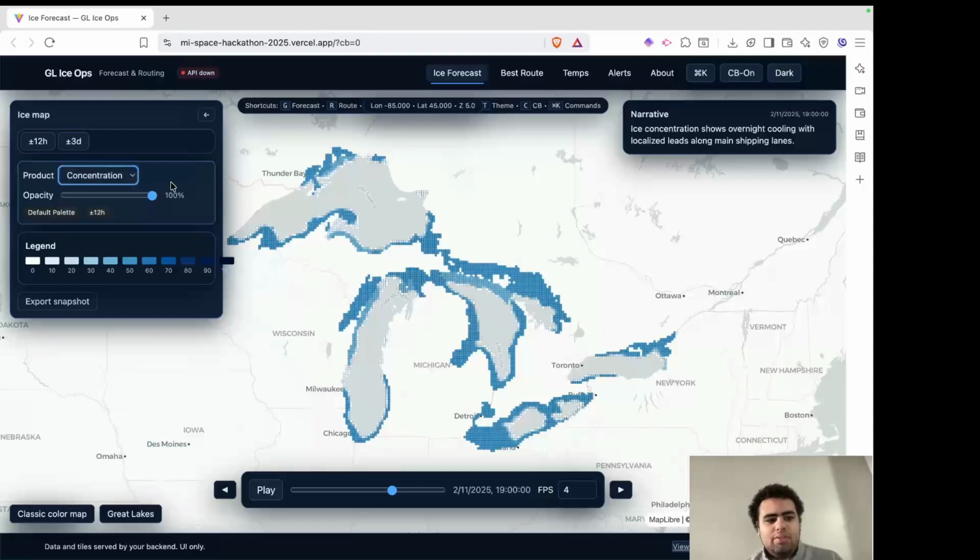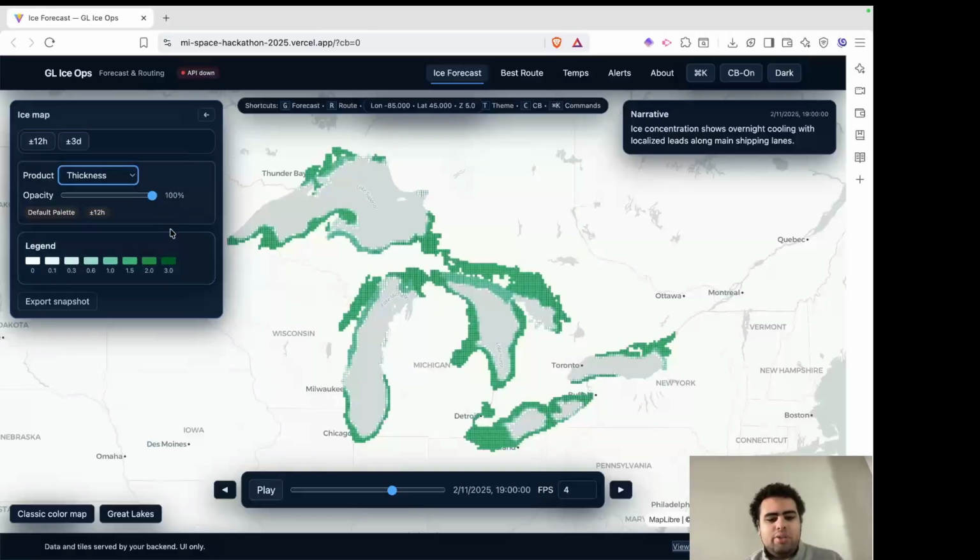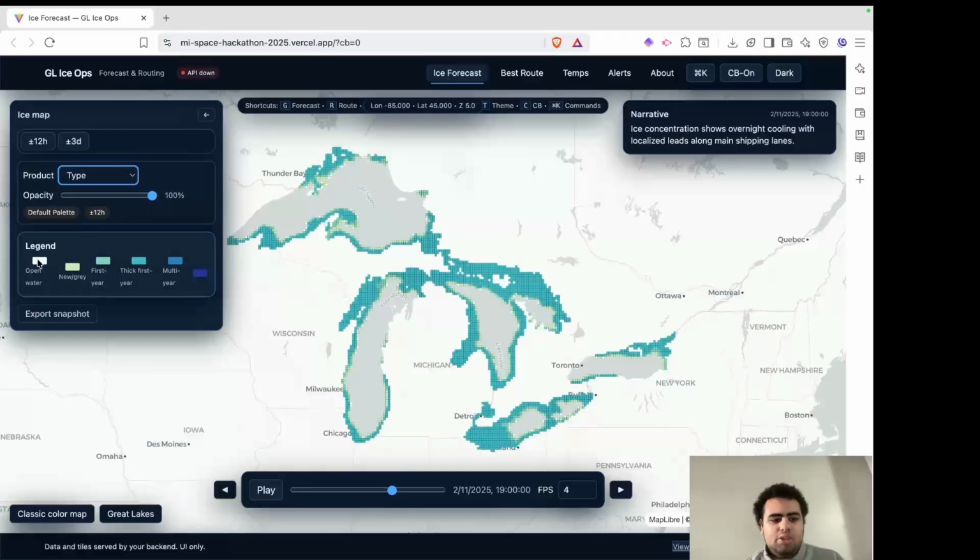So the first thing here we have is concentration. As you can see, the legend goes from 0% to 100% concentration of ice. Our thickness data also goes from 0 to 3, visualizing the thickness of the ice along the lake, as well as our type, which breaks down basically the type of ice along the lake.